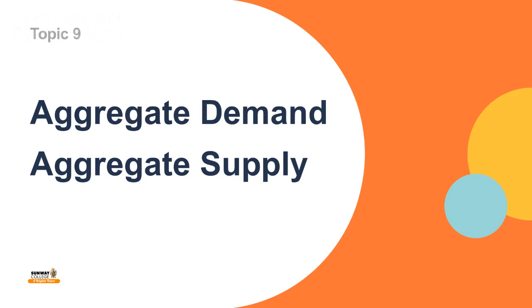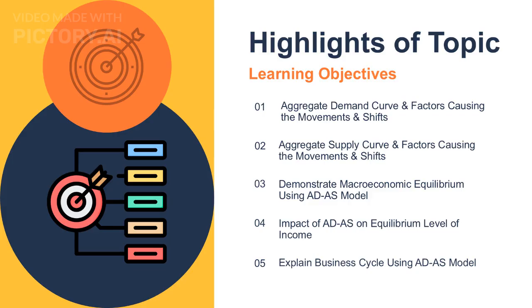Welcome to Topic 9, where we will explore the concepts of the aggregate demand and aggregate supply model and understand its significance in macroeconomics. We'll cover key concepts, factors influencing shifts, and their impact on the economy. In this session, we will cover the aggregate demand curve, aggregate supply curve, macroeconomic equilibrium, the impact of AD-AS on income, and the business cycle using the AD-AS model.